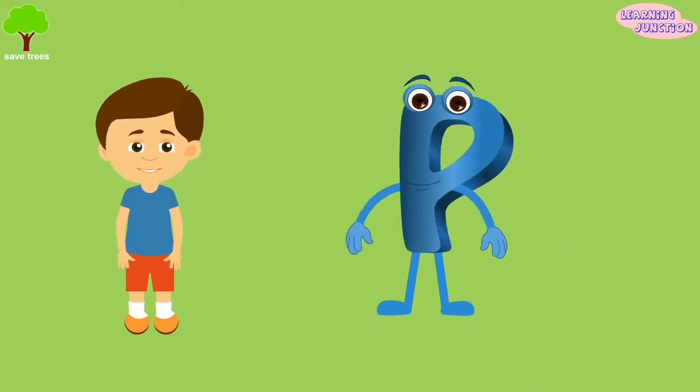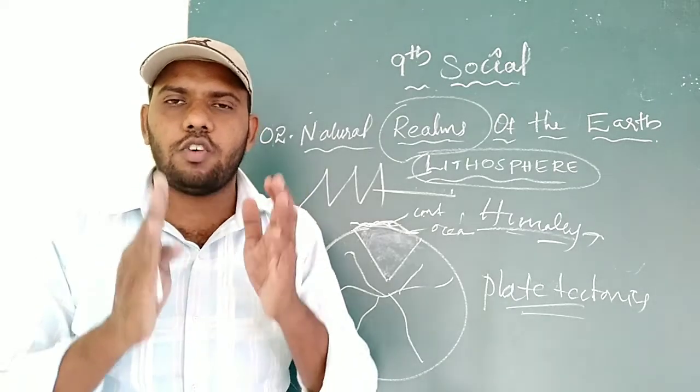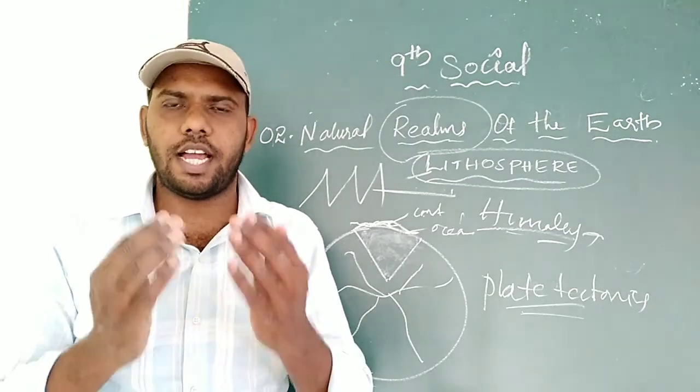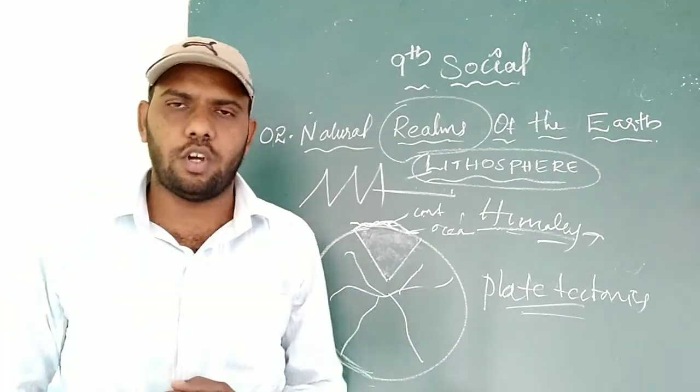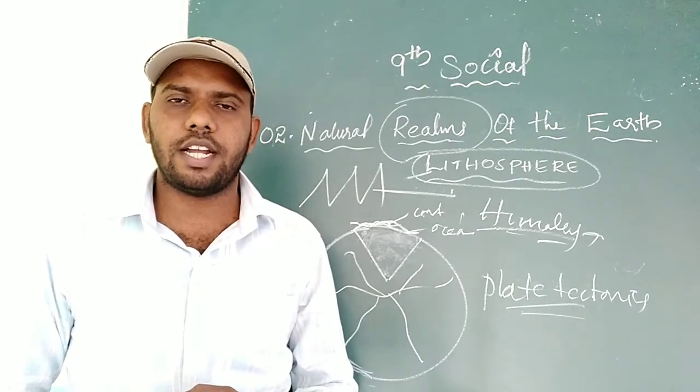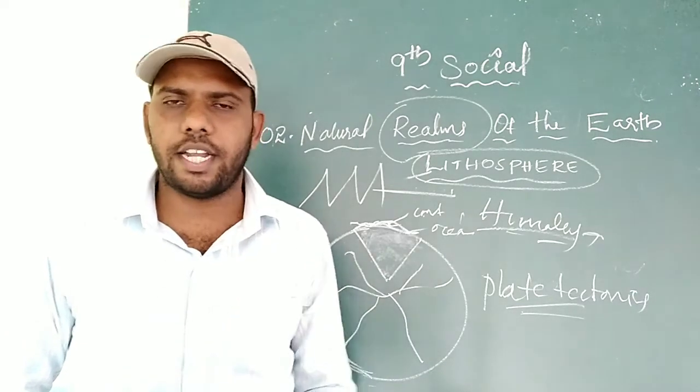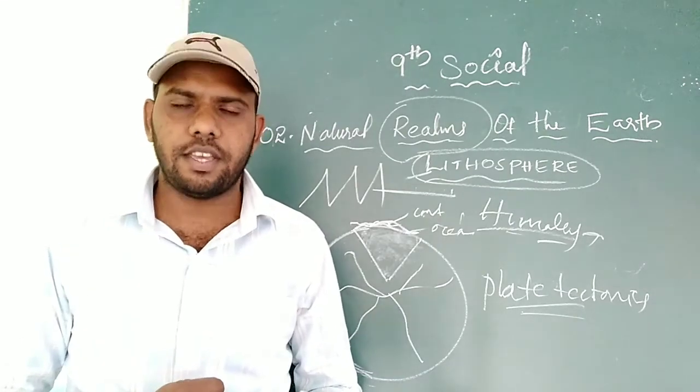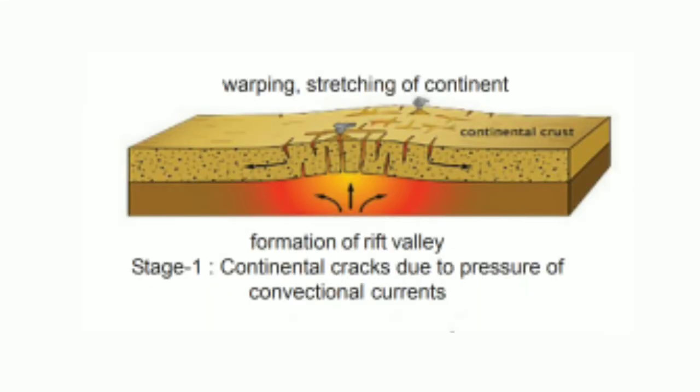Okay, children, so you understood how the continents are formed and even how they are destroyed. Got it, children? Okay, the next topic we are going to understand is sea floor spreading. Let's look at the topic of sea floor spreading. Once observe this picture here.